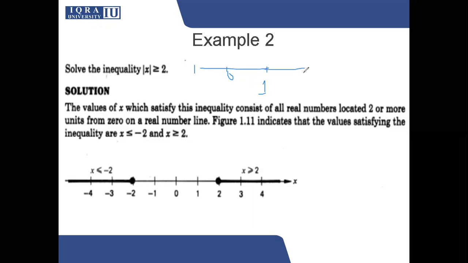So what about the number, let's suppose 4, okay? So the distance between 4 and 0 will be 4, and it is obviously greater than 2, so we can select 4, right? So basically there is some logical thinking involved in this. The values of x which satisfy this inequality consist of all real numbers located 2 or more units from 0 on a number line, right? So 2 or more units is this 2, and 2 or more units on the left side is minus 2, right? And we need the absolute value of x to be greater than or equal to 2, so the distance has to be either equal to 2 or greater than 2, right?